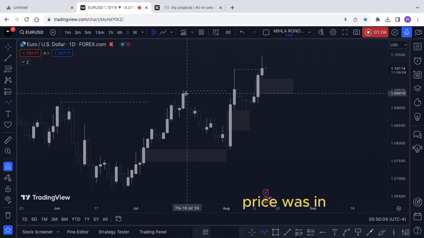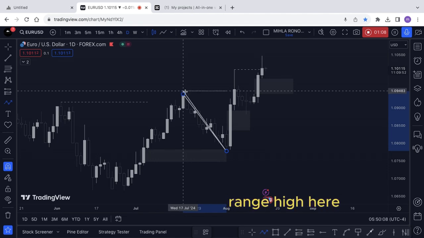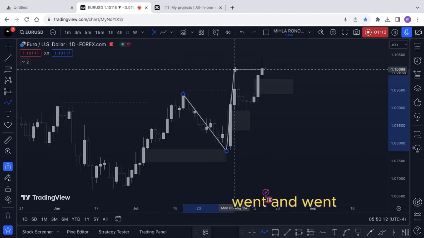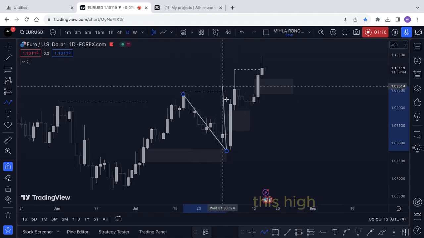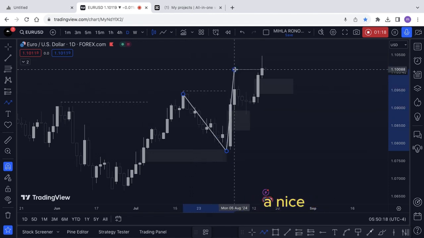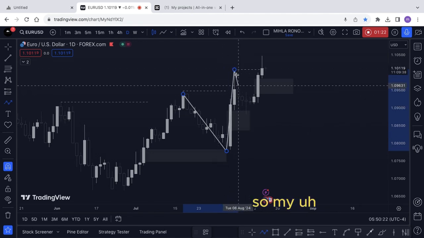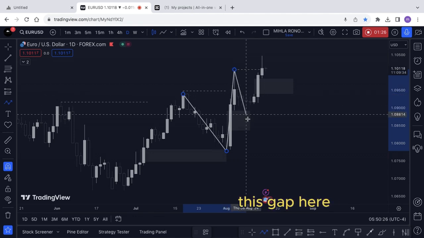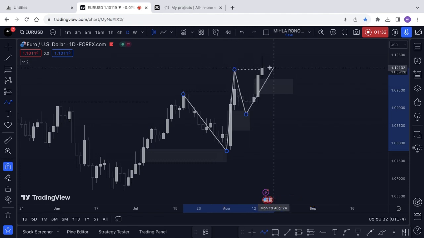As you can clearly see, price was in a downward trend, but then price had this external range high here. Price went and took out this high, and after taking this high, price left me a nice fair value gap here on the daily time frame. My thought process at the time was that price is going to come back to this gap and then continue to the previous external range high.